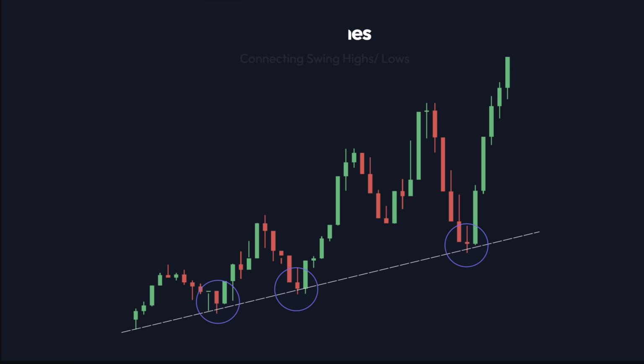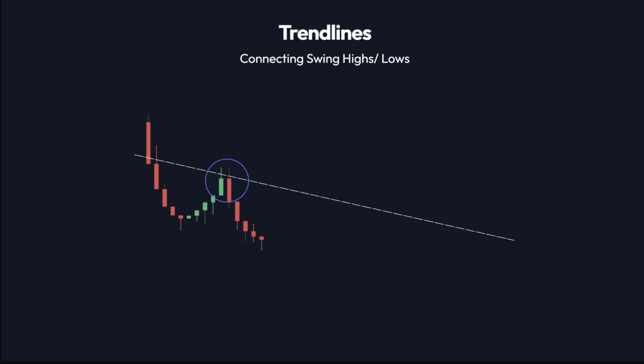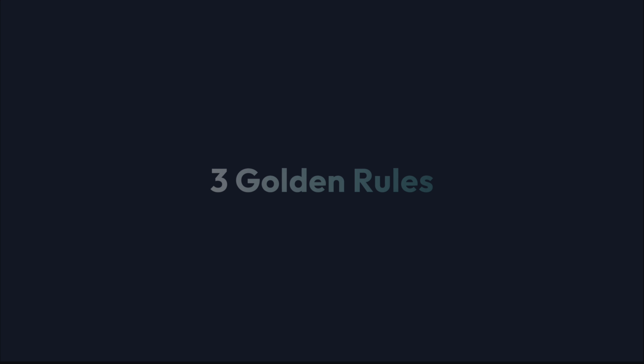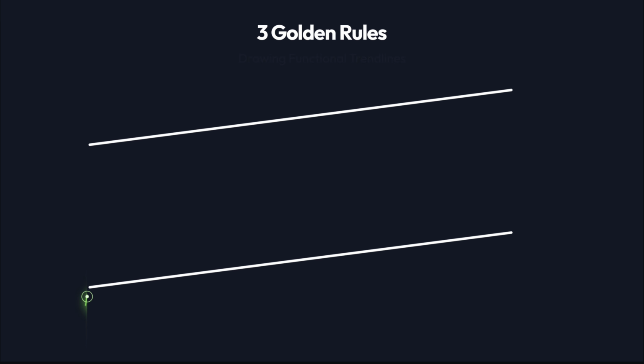In a falling market, connect the peaks. This creates a downtrend line, acting like a ceiling of resistance where sellers are heavily keeping prices down. Now you might be wondering, do you draw the lines touching the wicks or the candle bodies? Here are our 3 simple rules to draw trend lines that actually work.